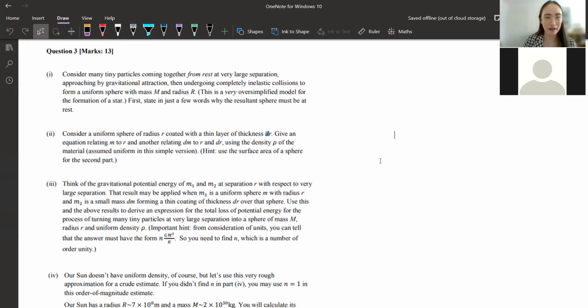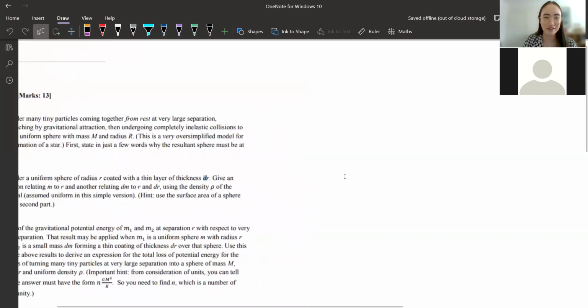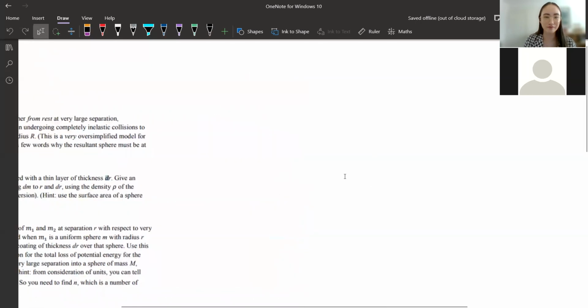Consider many tiny particles coming together from rest at a very large separation, approaching by gravitational attraction, then undergoing completely inelastic collisions to form a uniform sphere with mass m and radius r. This is a very, very oversimplified model for the formation of a star. And first, state in just a few words why the resultant sphere must be at rest.